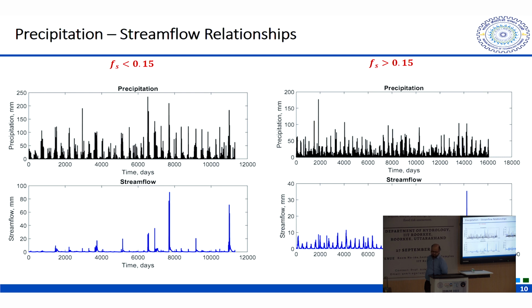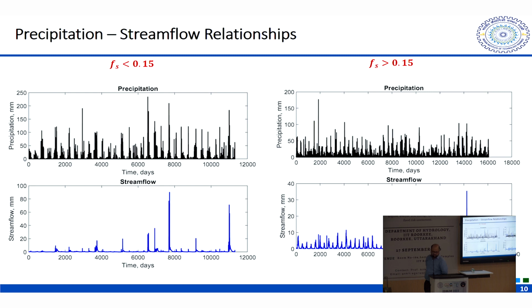So the question may arise, why 15%? Because what we have seen is that in MOPEX catchments, if you have a threshold of 15%, then the effect of snow on stream flow variability is more prominent. So that's why the 15%. It depends on the type of data sets that you are using.